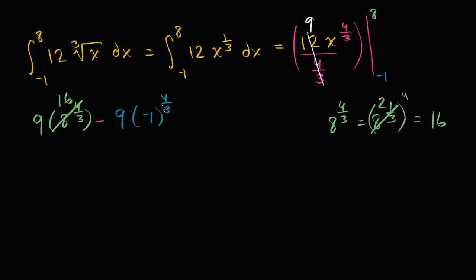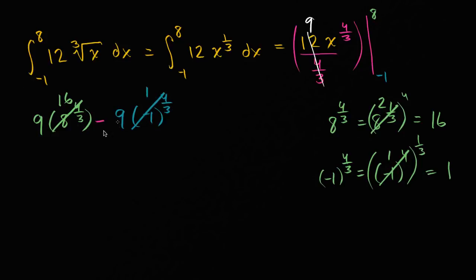And what's -1 to the 4/3? Well, same idea. There's several ways you could do it. You could say -1 to the 4th, and then the cube root of that, or the cube root of -1, and then raise that to the 4th power. Either way. So let's do it the first way. -1 to the 4th, and then take the cube root of that. Well, -1 to the 4th is just 1. And then 1 to the 1/3 power is just going to be equal to 1. So what we have here in blue is just equal to 1.